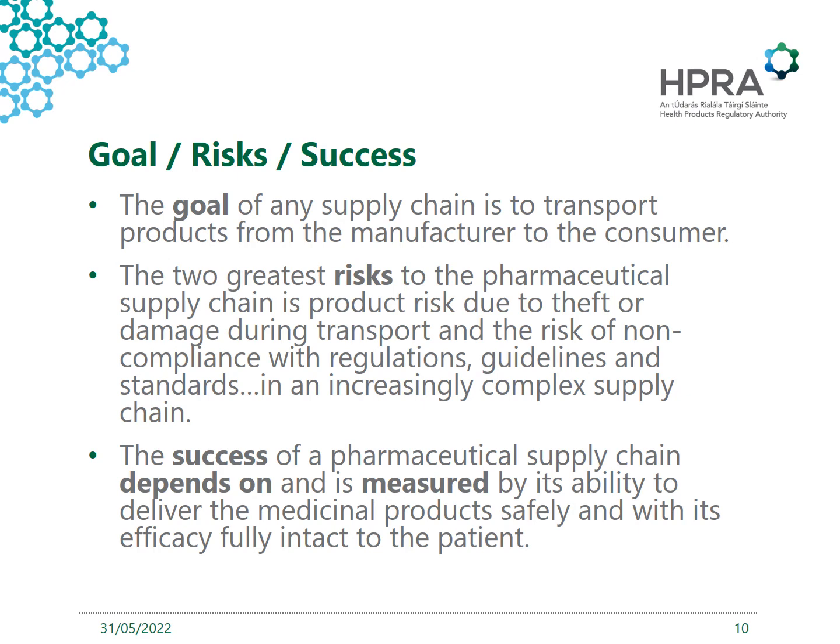The goal of any supply chain is to transport products from the manufacturer to the consumer. The two greatest risks to the pharmaceutical supply chain are product risk due to theft or damage during transport, and the risk of non-compliance with regulations, guidelines, and standards. And this is increased further due to an increasingly complex supply chain. The success of a pharmaceutical supply chain depends on and is measured by its ability to deliver medicinal products safely with its efficacy fully intact to the patient.